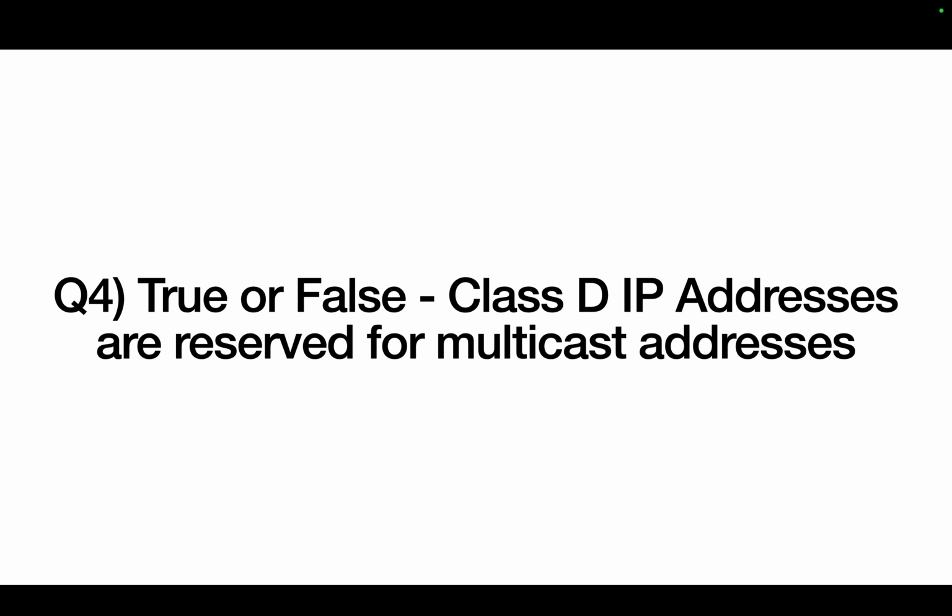Question number 4, true or false? Class D IP addresses are reserved for multicast addresses. Class D IP addresses are reserved for multicast addresses. Please take time to have a think. Please pause the video. Give yourselves a moment to do that.